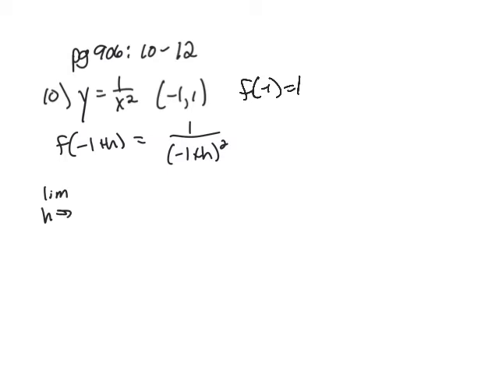The limit as h approaches 0 of 1 over -1 plus h squared minus 1, because that's my value at -1, all over h. So we're going to find the LCD.